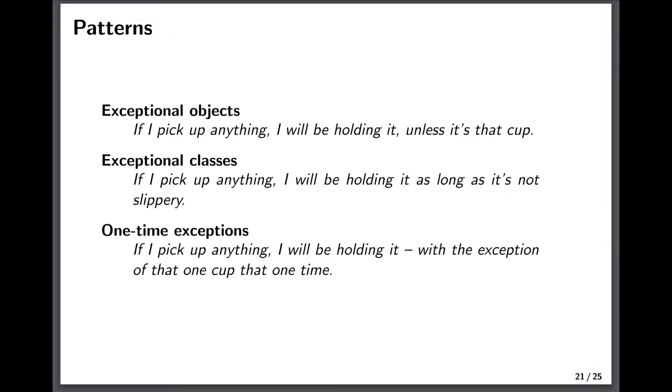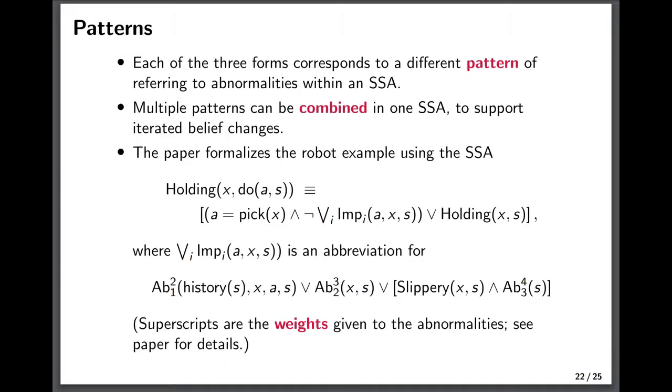At the start of this presentation, I gave examples of 3 different levels of generalization from an unexpected observation. There may be exceptional objects on which actions always behave differently, as we just saw, exceptional classes of objects, and there may be one-time exceptions. Each of these 3 forms corresponds to a different pattern referring to abnormalities within an SSA. These patterns are described in the paper. Furthermore, multiple abnormalities can be combined in one SSA to support iterated belief changes.